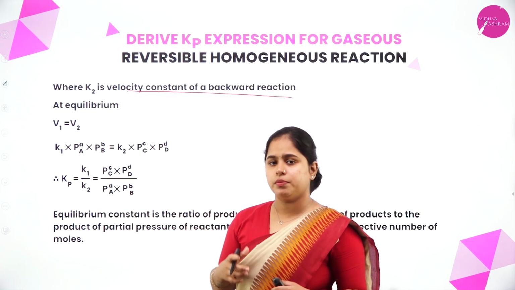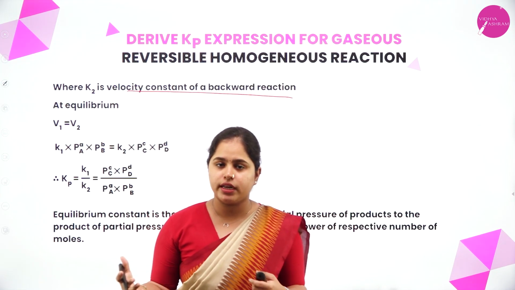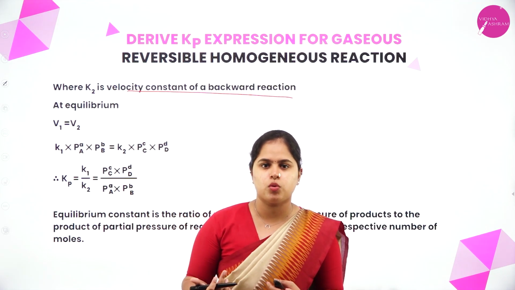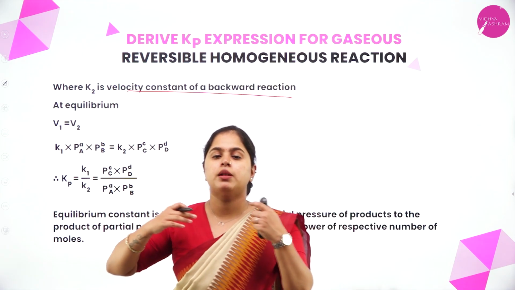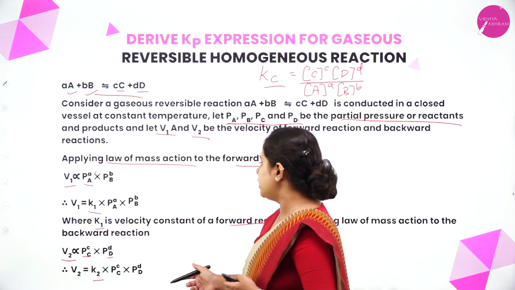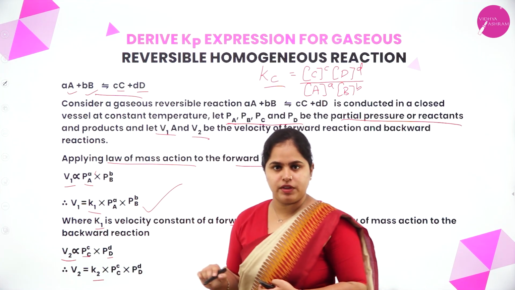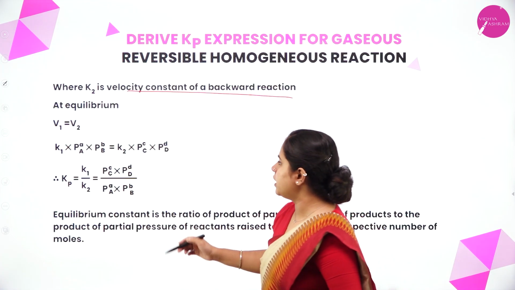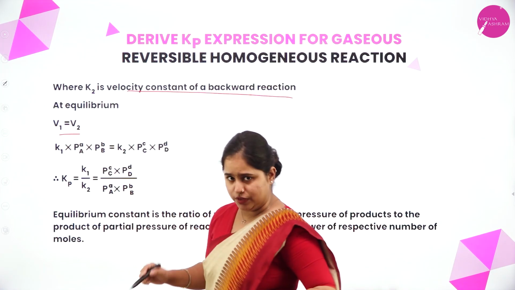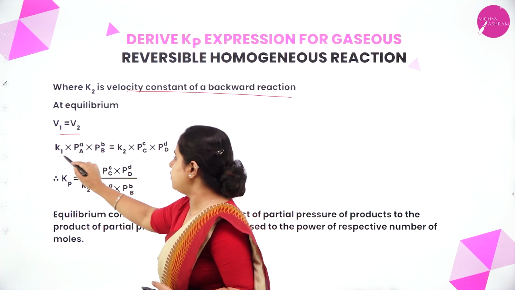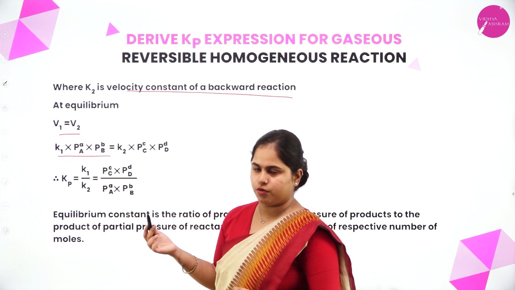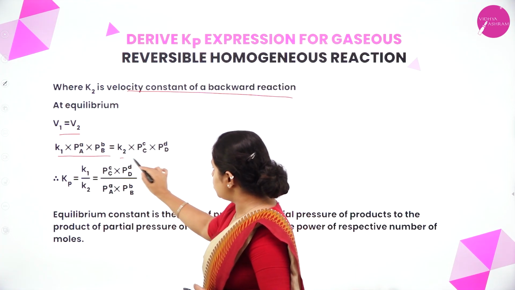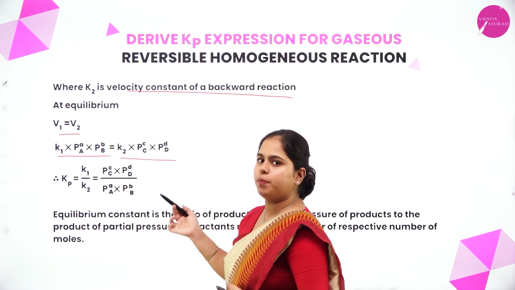Now, at equilibrium, what did we study? The rate of forward reaction and the rate of backward reaction will be equal. So, what does that mean? V1 will be equal to V2. So, already we have found the equation for V1 as well as V2. Now, we are going to equate these two, right? So, V1 will be equal to V2. That means what was V1? K1 into Pa raised to A into Pb raised to B. What was V2? K2 into Pc raised to C into Pd raised to D.